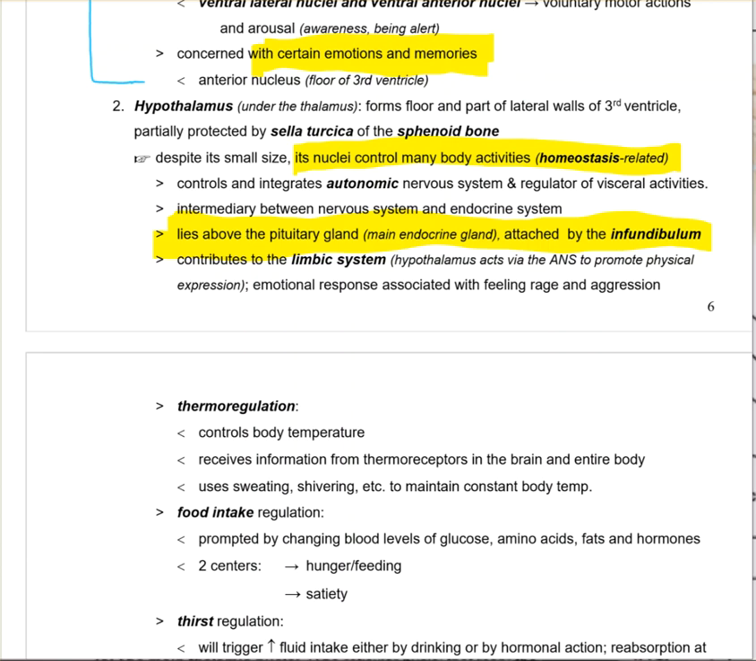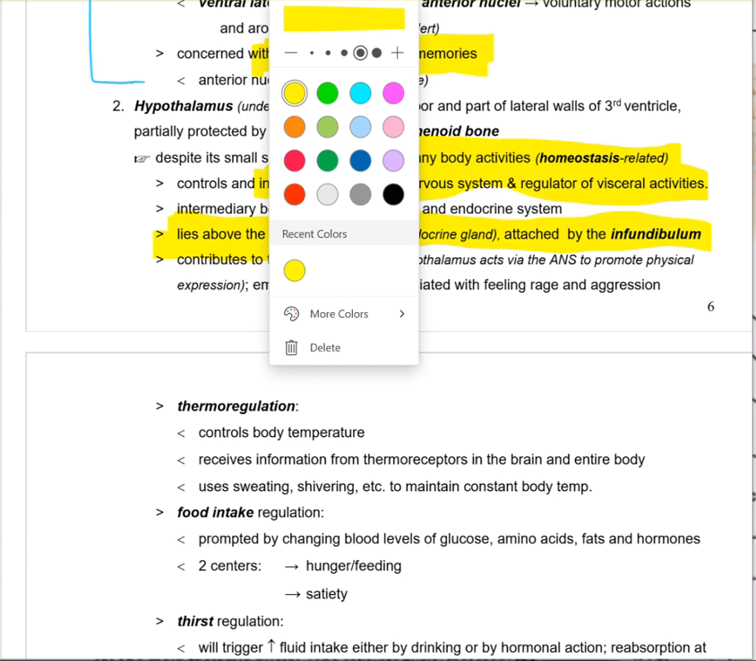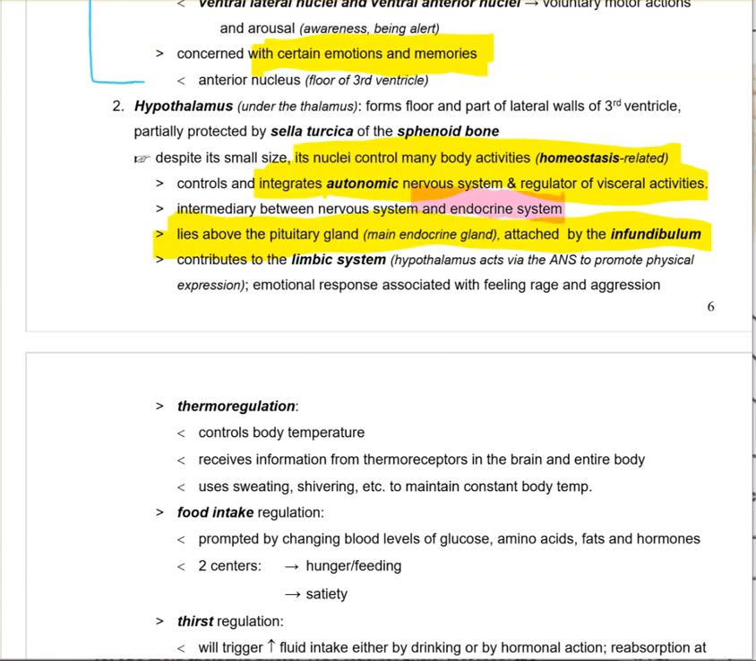It's very homeostasis related. It also integrates the autonomic nervous system and regulates visceral activities. All right, viscera are organs. So that's important. It also is an intermediary, and I'm going to put this in a different color so you can just make sure you note it, between the nervous system and the endocrine system, because the hypothalamus produces hormones and regulates the pituitary gland, which also produces hormones. So this is a part of the brain that is kind of right on the edge of being an endocrine type gland and the nervous system brain center. So it does both. And we'll talk much more about that in 233.